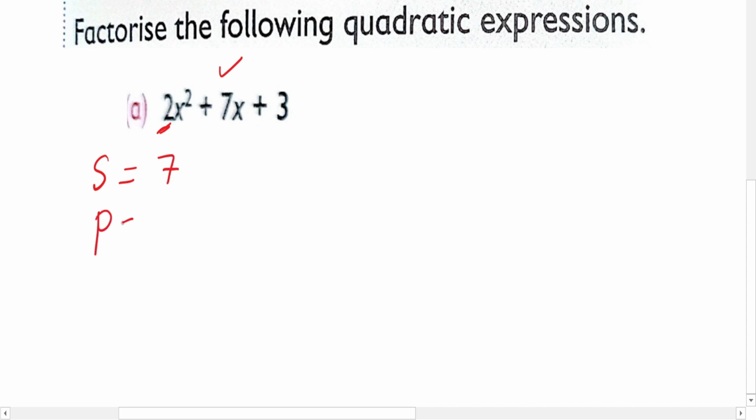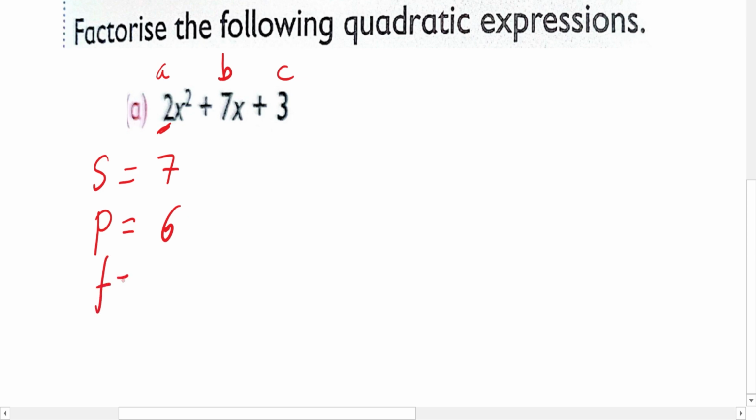Now your product will differ. It's going to be your A times your C, and your sum is B. So your product is going to be A times C, which is 2 times 3, which is equal to 6. So the product is basically 6.